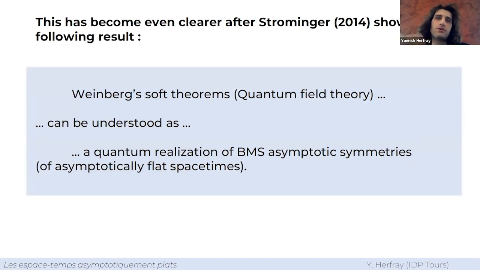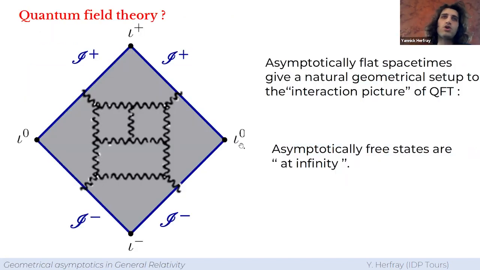One way to see that this is a useful perspective was this realization by Strominger that you can think of something which is historically understood as being purely quantum, which are Weinberg's soft theorems of QFT, you can actually realize them as being a quantum realization of something which is purely classical, which is a classical feature of this asymptotic space-time. So these are BMS symmetries.